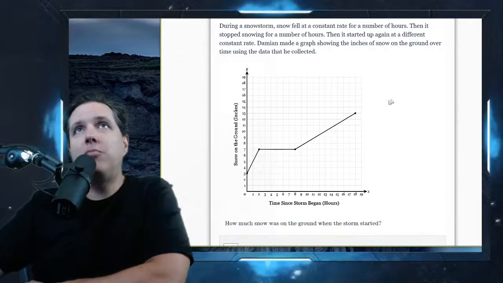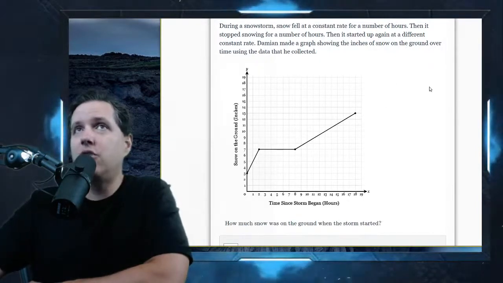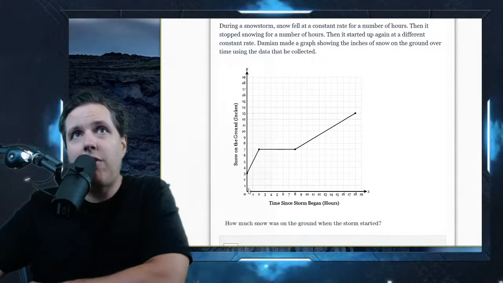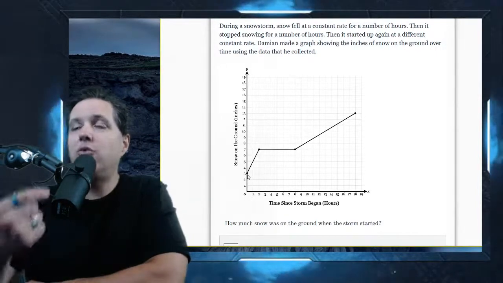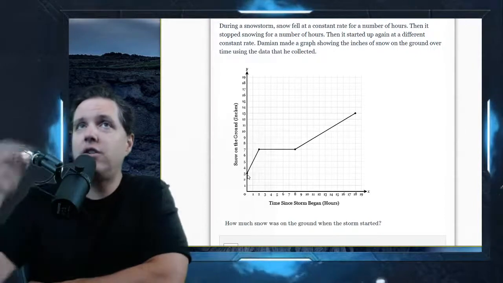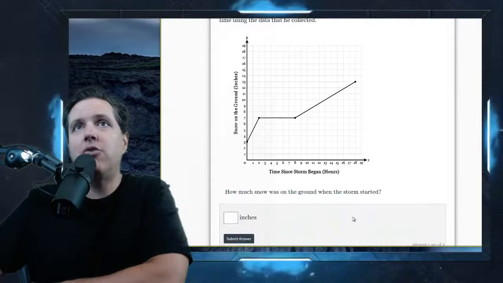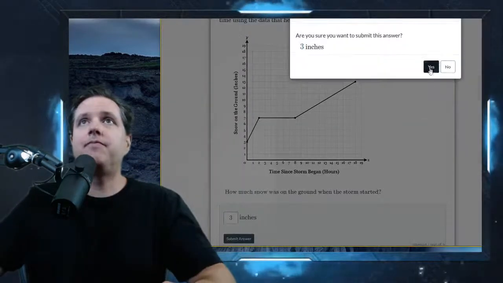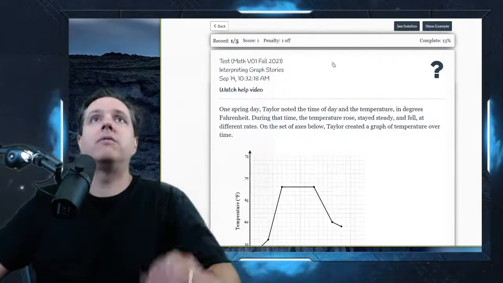So notice how in the problem, they didn't tell us there were 3 inches of snow on the ground. That's not stated in the problem, is it? But I can tell by looking at the graph, at time 0, there were 3 inches of snow on the ground. So we already know information that was not told to us in words, but we can pick that up from looking at this. That can be helpful. How much snow was on the ground when the snowstorm started? 3 inches. And we get that right. Okay, let's try another one.